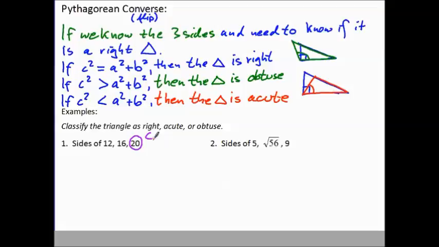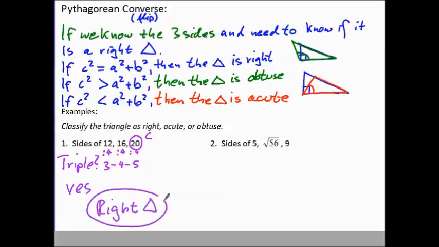Now, do we maybe have a triple here? These numbers look vaguely familiar. Can we divide them by a common factor? All three numbers can be divided by 4, so we get 12 divided by 4 is 3, 16 divided by 4 is 4, 20 divided by 4 is 5. 3, 4, 5 is one of our triples. So then we have a right triangle for sure. See, all without having to do too much math.